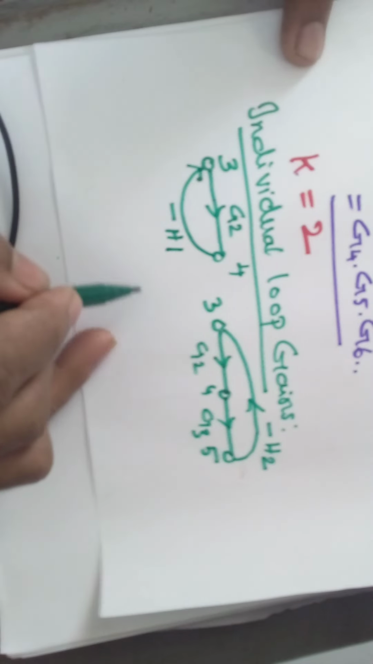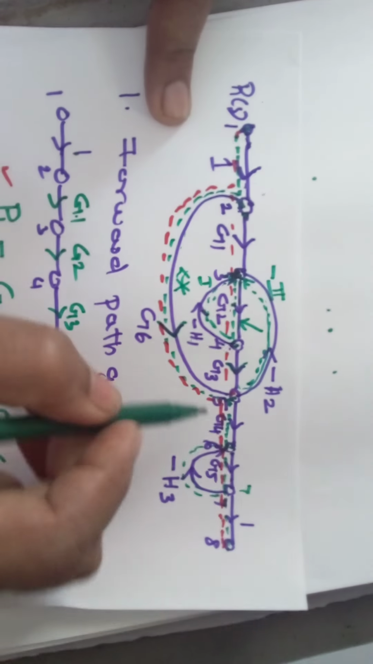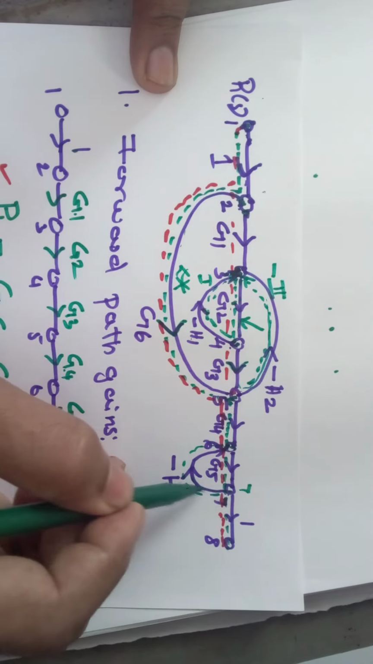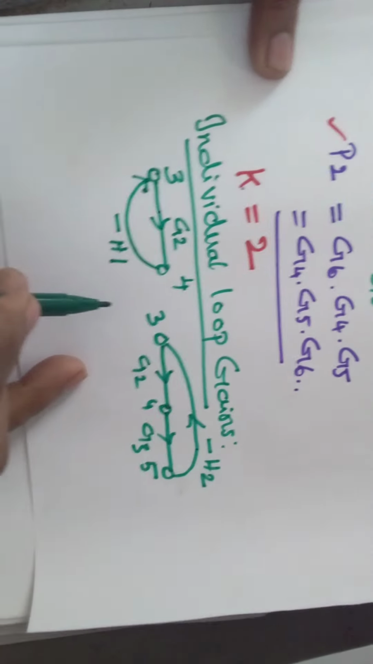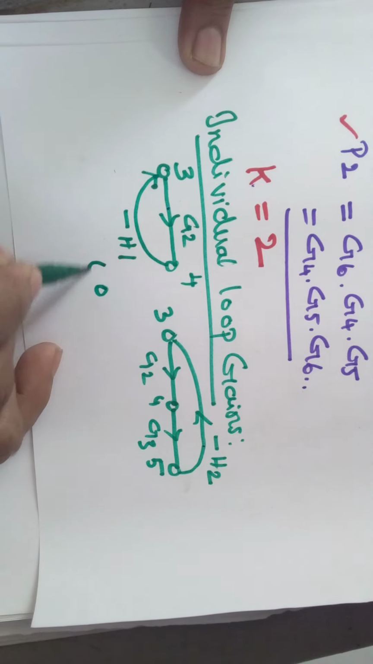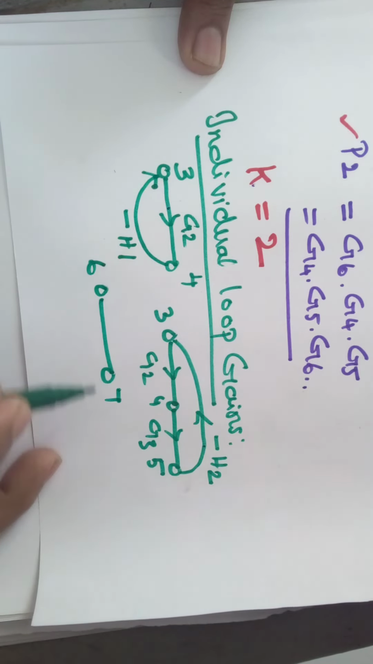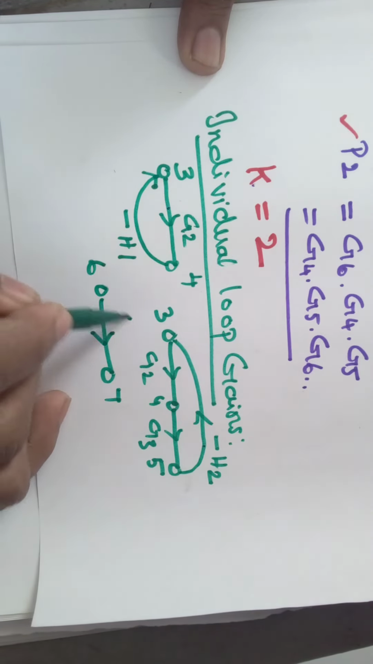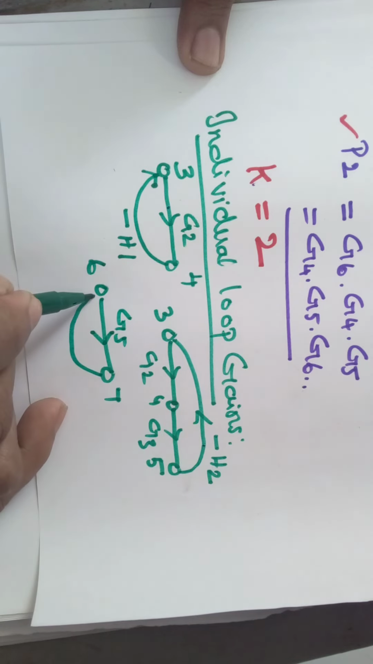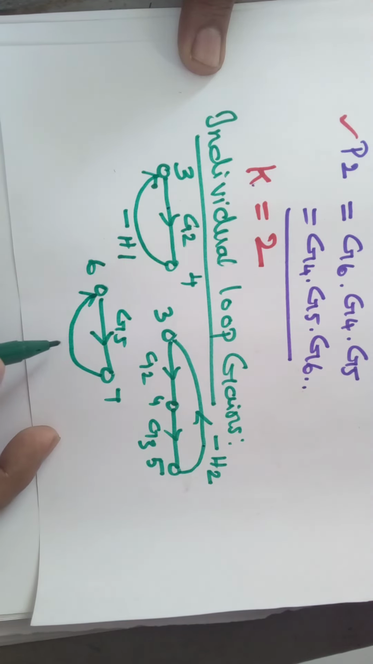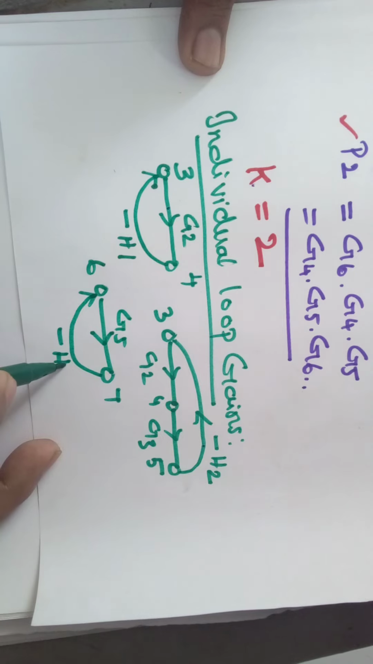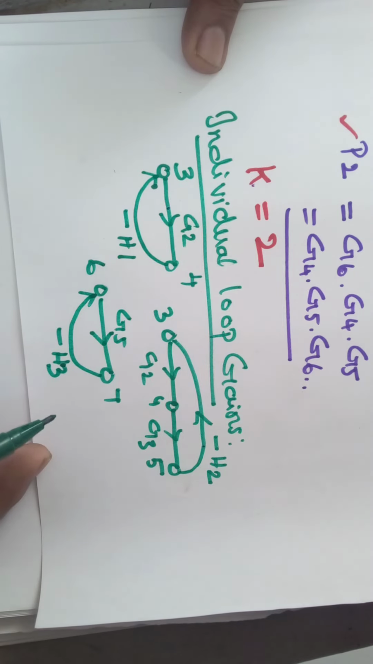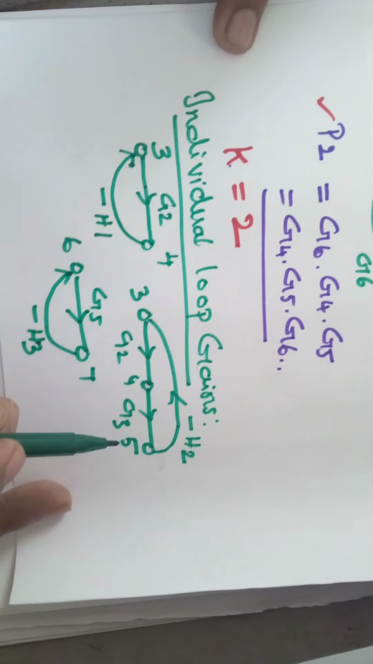What is another loop? The final loop. See here, it starts from 6, 7 and reaches 6. So I am drawing this loop once again. Node number 6 reaches node number 7, the forward gain is G5, and it once again reaches node number 6 with a loop gain of minus H3. Now you can write the individual loop gains.